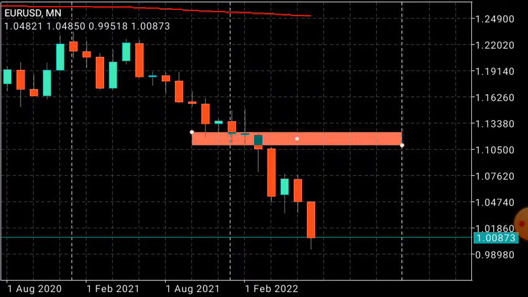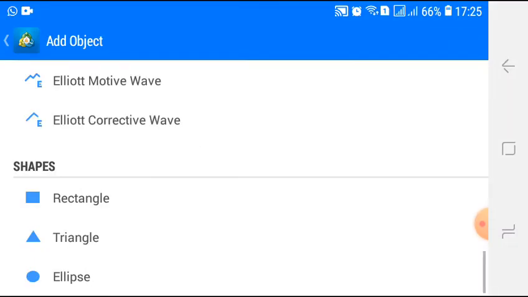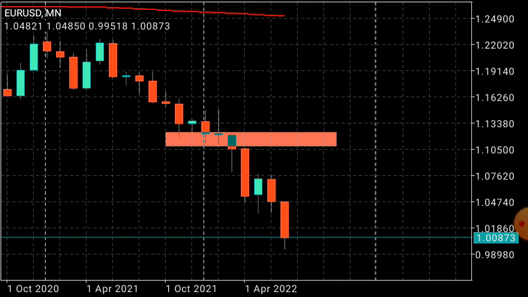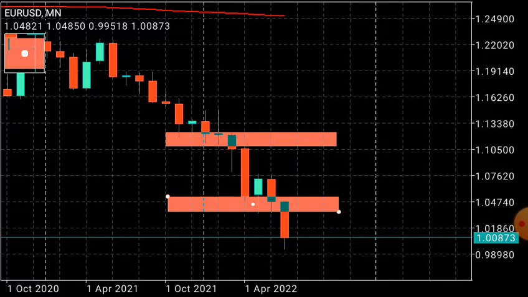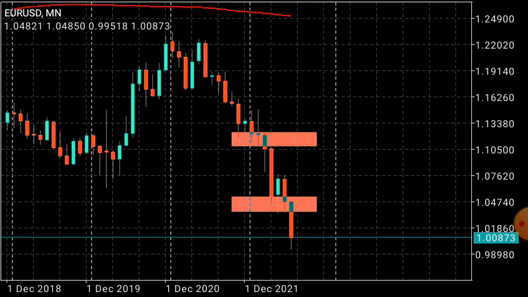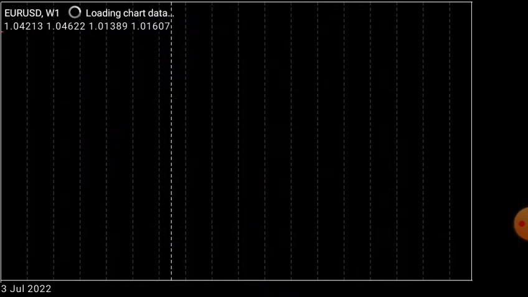If you get the supply first, then you find the demand. If you get the demand, then you find the supply. So now I got the supply, I'm looking for the demand. A potential demand zone is on this consolidation there. That's it. From the monthly, I'm going on to the weekly chart.